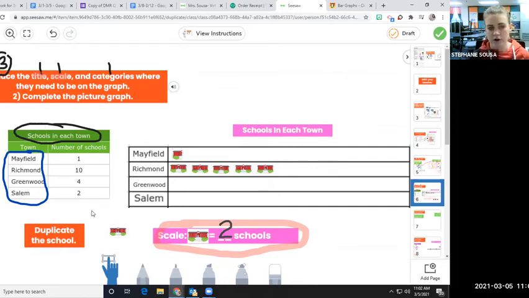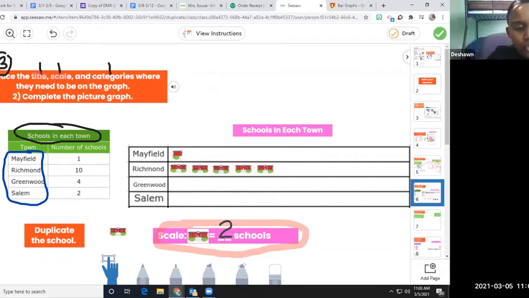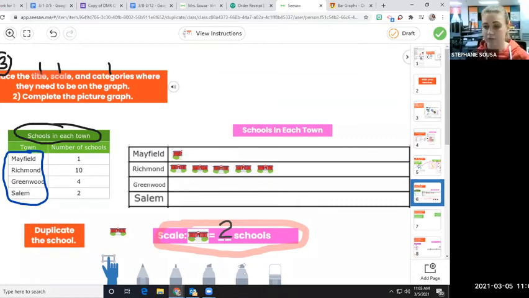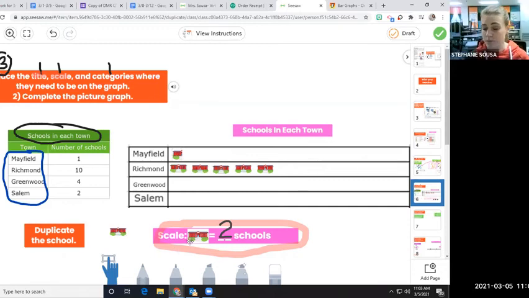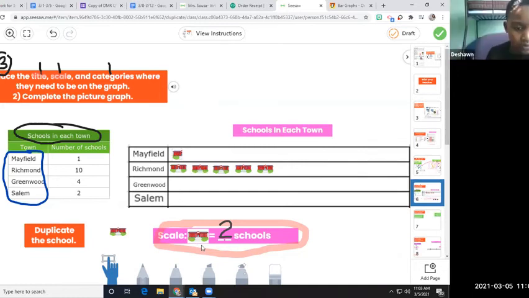Any questions so far? Yes, Aiden Hampton. So if it's only one school in each town, it's supposed to be a half. It would be a half. Yep, because on our picture graph, a full picture represents 2 and half of 2 is 1. So half of a picture would represent 1 school. And how much does half equal? Half would equal 1 school. Oh, because if a whole thing is equal to 2, half of it is equal to 1, because half of 2 is 1.